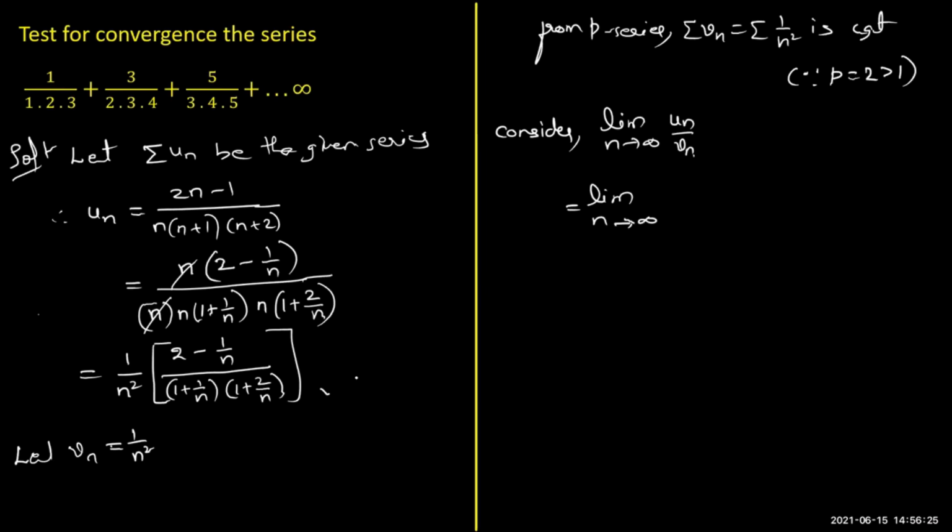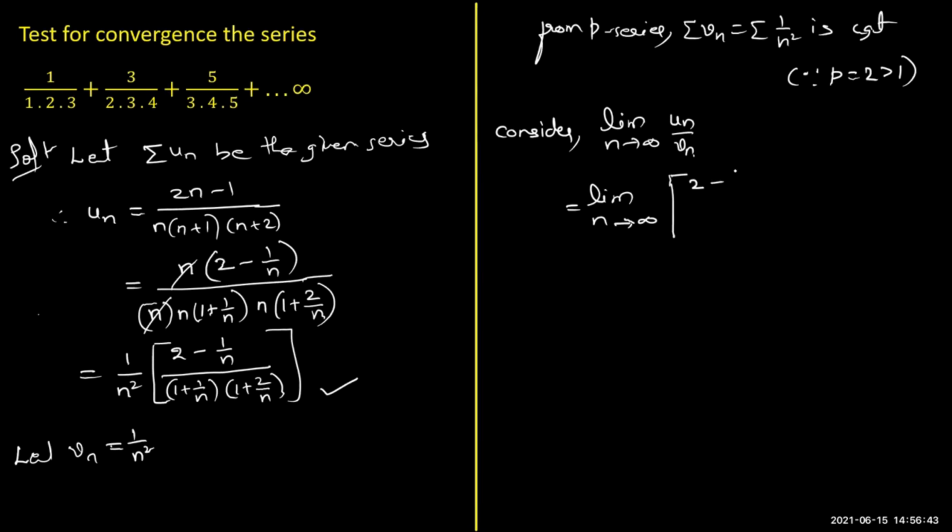Look at this, all this product is un, right? When you divide all this function by Vn, 1 by n square will be cancelled out, right? If you divide all this product by 1 by n square, simply this 1 by n square will be cancelled out, correct? So it comes out as only 2.